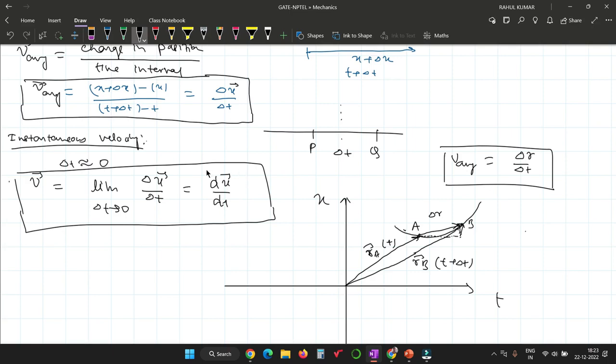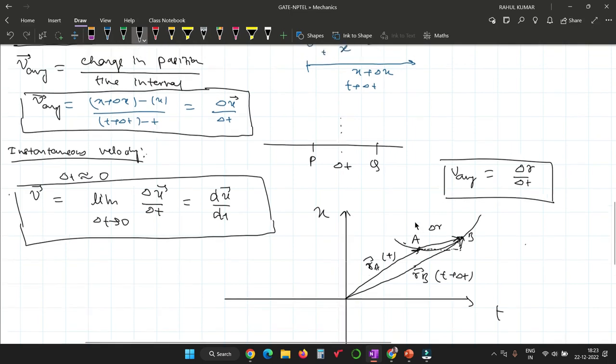But when you want to determine the instantaneous velocity, here you can see that it is actually a tangent on the x versus t graph. So what will happen if delta t approaches 0? Then points A and B are nearly coincident. When you connect points A and B, that becomes a tangent point. So the slope of the tangent is nothing but the instantaneous velocity.